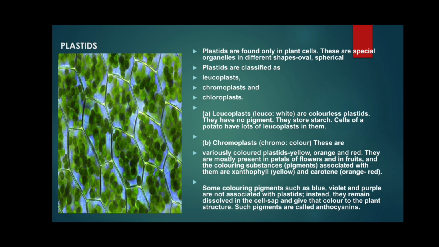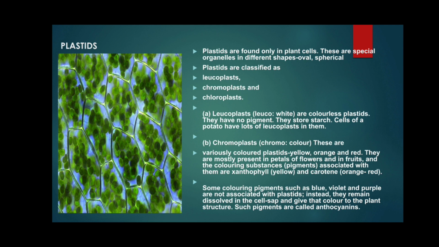The first one is the leucoplast, that is the colorless plastid, meaning no pigments are found in these plastids. The function of these plastids is to store food such as starch. A common example is potato, which has a lot of leucoplasts in it. Another example may be garlic. Edible roots or stems that are found under the soil contain a large number of leucoplasts.